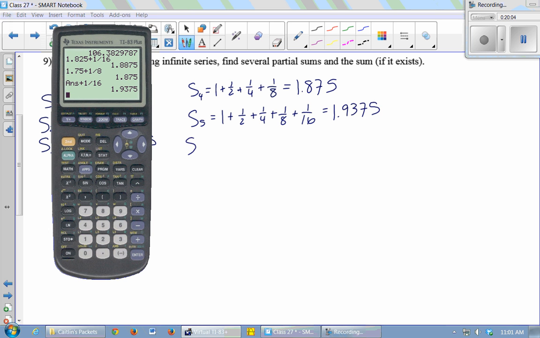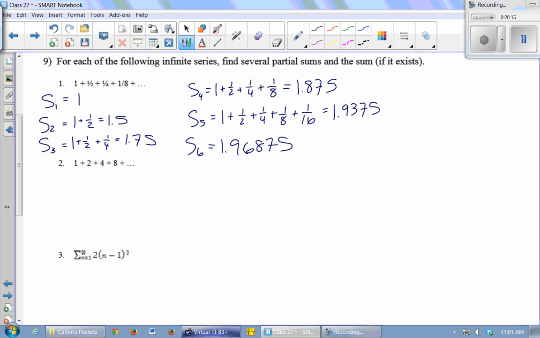And let's just do one more. S6 would be the first 5 terms plus a 32nd: 1.96875. So from the sequence of partial sums, 1, 1.5, 1.75, 1.875, 1.9375, 1.96875, can you make a guess about the limit of the sequence of partial sums? 2. So we would guess, if we knew nothing else, that S equals 2. The limit of the sequence of partial sums would be 2.